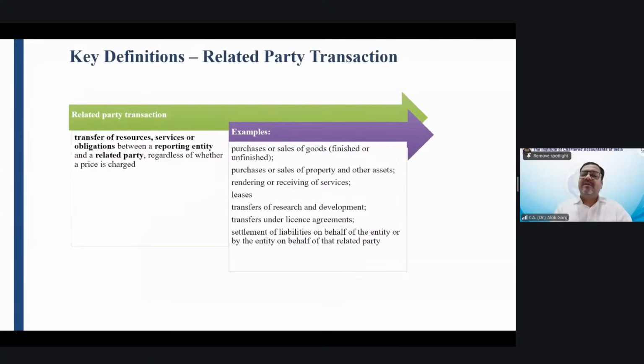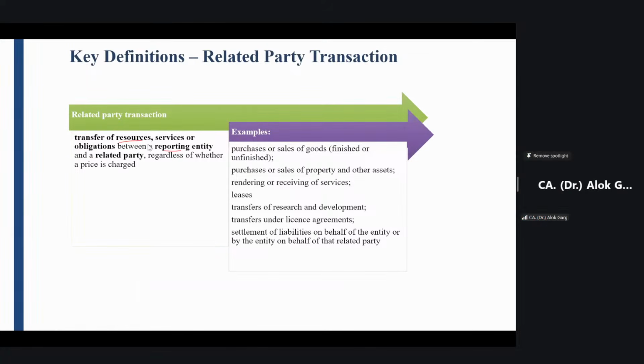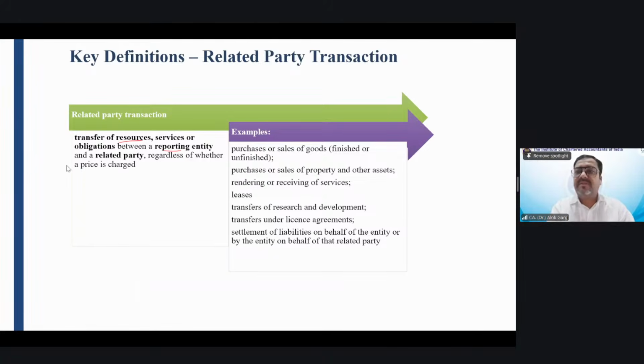So what is a related party transaction? A related party transaction is a transfer of resources, services, or obligation between a reporting entity and a related party. Okay.